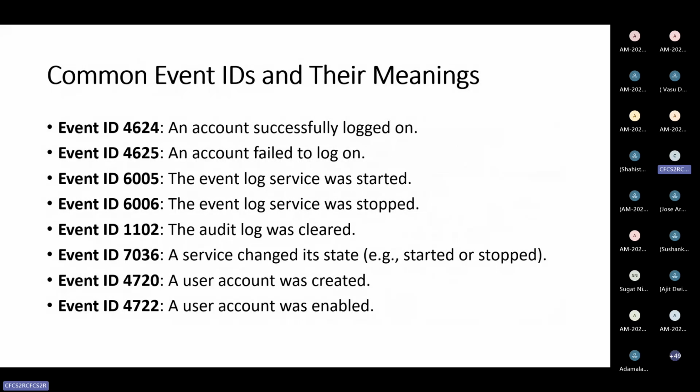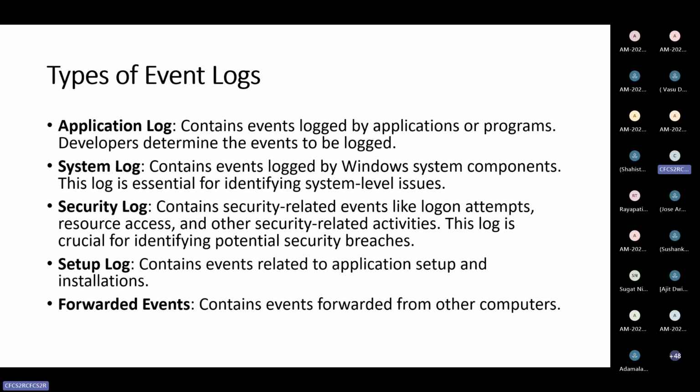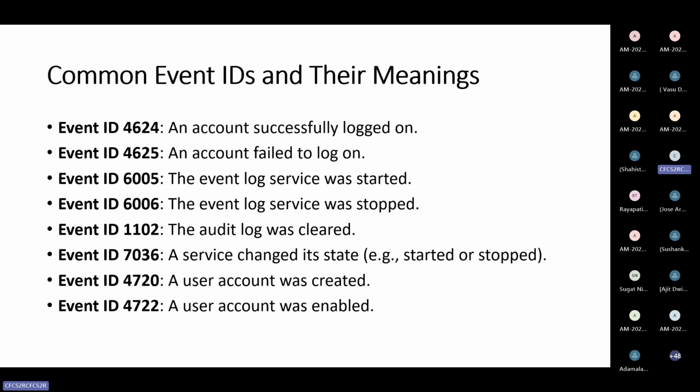These are the common event IDs and their meanings. So what are these common IDs? Event ID 4624: if somebody has successfully logged on to the system, it gives event ID 4624. And event ID 4624 is in the security log, because the security log takes care of your login attempts. Then we have event ID 4625. It is an account failed to log on.